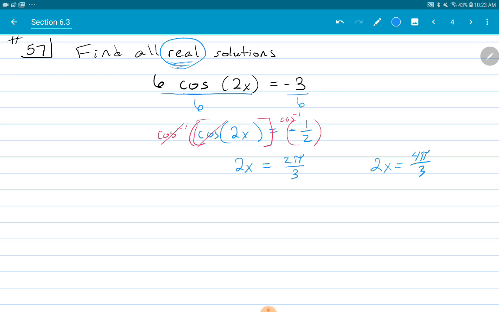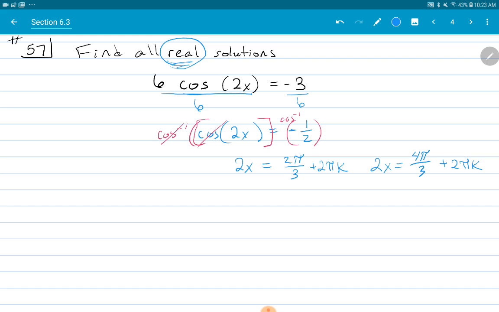But I want all real solutions, so that means I need to add how often this is repeating. Cosine repeats every 2 pi. So any multiple of 2 pi, which is written as 2 pi k. K is an integer, it could be positive or negative, so it's adding or subtracting any multiple of 2 pi.